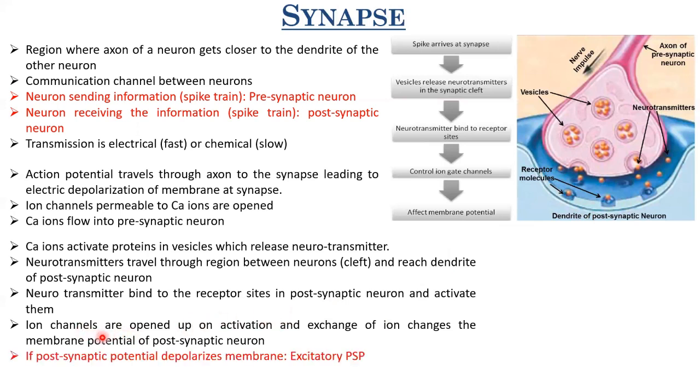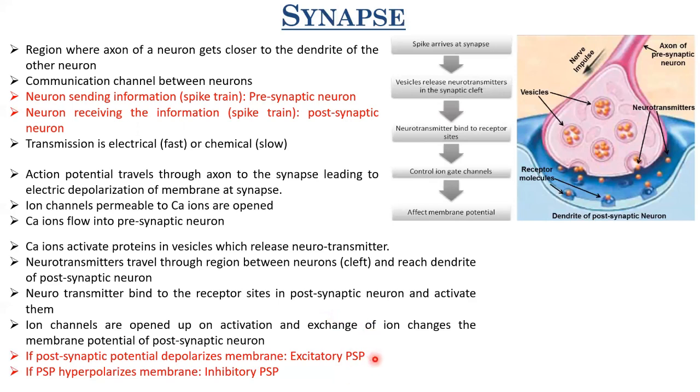So this leads to what? This leads to a postsynaptic potential change. The membrane potential of this postsynaptic neuron is called postsynaptic potential, PSP in short. So this binding of the neurotransmitter leads to a change in the PSP. If the PSP depolarizes the membrane, or increases its conductivity, it's called excitatory PSP. And if this postsynaptic potential change hyperpolarizes the membrane or reduces its conductivity, it is called inhibitory postsynaptic potential.